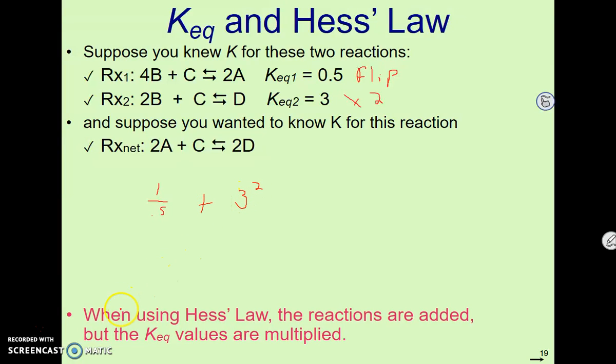Now, it says down here, when using Hess's Law, the reactions are added, so we would add these 2 reactions. Remember when we added the delta H's? But when it's K's, you're going to multiply them. So this should be a multiplication sign. So 1 divided by 0.5 is 2, times 3 squared, which is 9. And then you multiply those together, you get 18. So again, the key is that when you add reactions and you're finding K's, instead of adding the two values, you multiply them. Only when finding K's. If you were finding delta H, you would still add them.